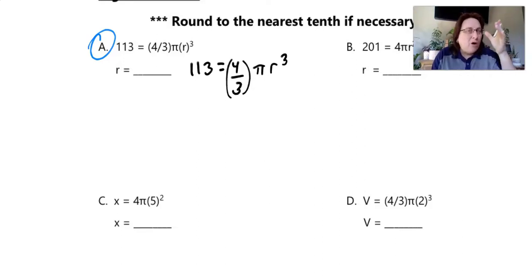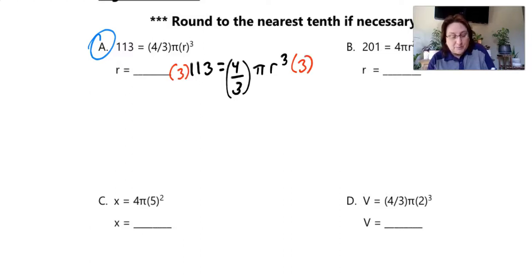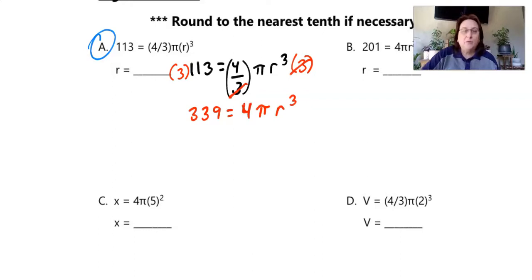So guys, when I look at this, I can work this out a couple different ways, but I want to get r all by itself. I want to get rid of that 3, but I need to get rid of the 4 pi. Well, let's think about this. The opposite of dividing by 3 is multiplying both sides by 3. These 3's cancel out, don't they? So you have 113 times 3. Let me do that in my handy dandy calculator. 113 times 3 ends up being 339 equals, and then we're left with 4 pi r cubed.